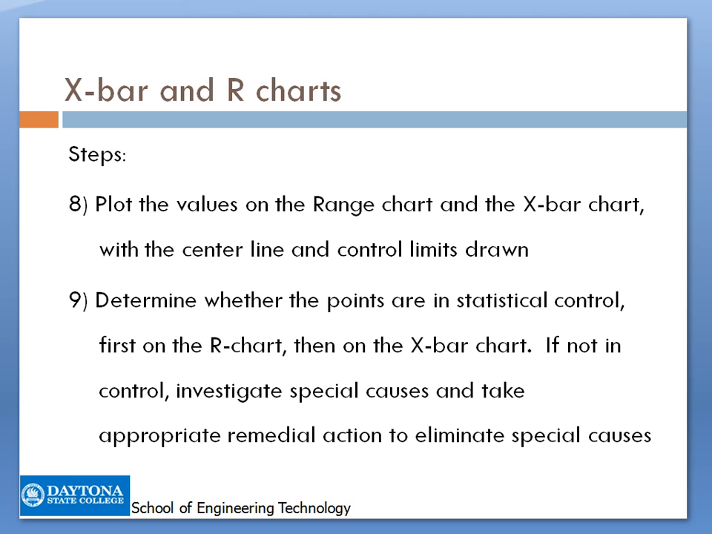But if you find that there are some points that are out of control, that indicates that your process might be out of control, so this means that you have to investigate those special causes of variation and then take the necessary actions, which is what we call corrective actions, to eliminate them.